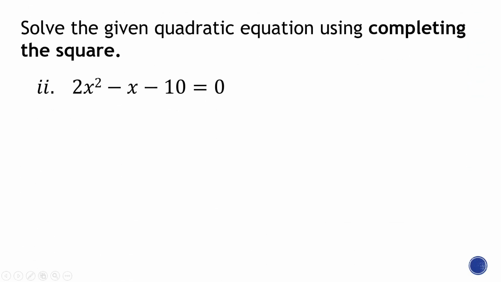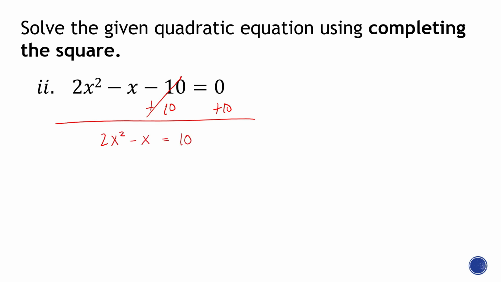Okay, so 2x squared minus x minus 10 equals 0. Again, the first step is to isolate that constant number on the right side, or move that to the right side of the equation. Now, in some cases, you will see a problem wherein it's already on the right side. So if that's the case, then that's good. All right. So 2x squared minus x equals 10.